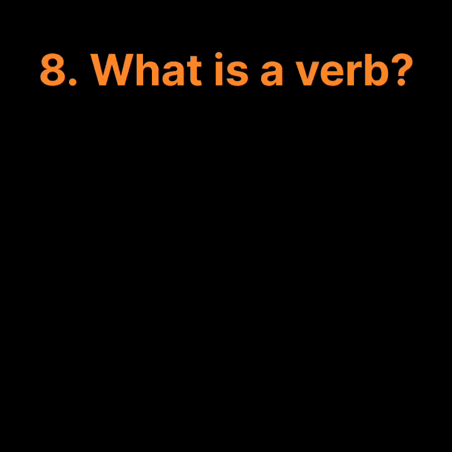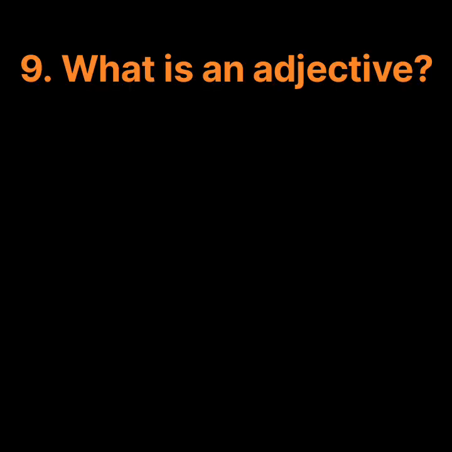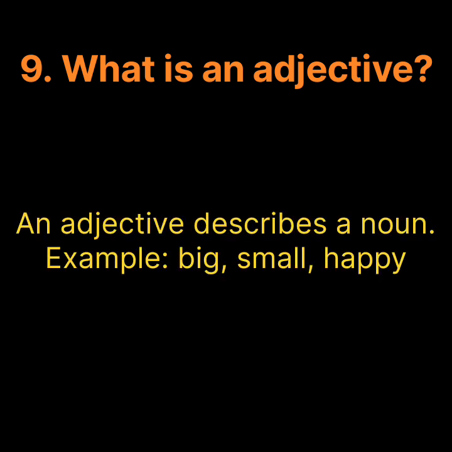What is a verb? A verb shows action. Example run, eat, play. What is an adjective? An adjective describes a noun. Example big, small, happy.